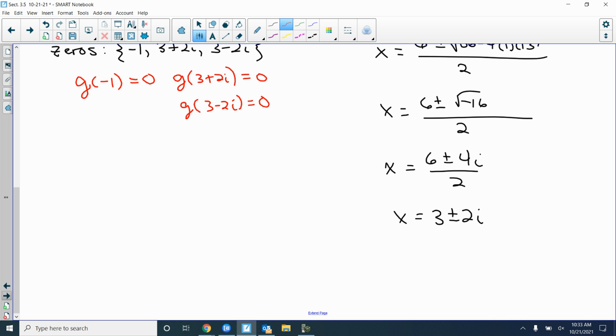All right, so those are our answers. If you write it in factored form, f of x equals x plus 1 times x minus 3 plus 2i times x minus 3 minus 2i.